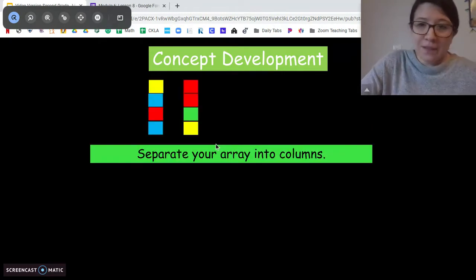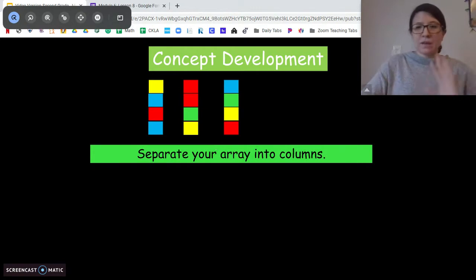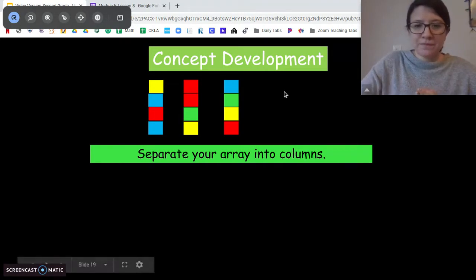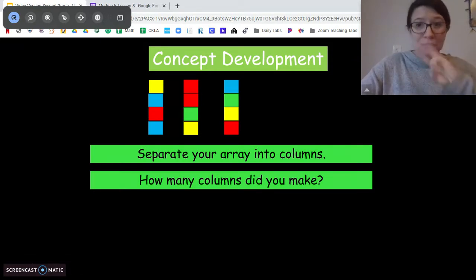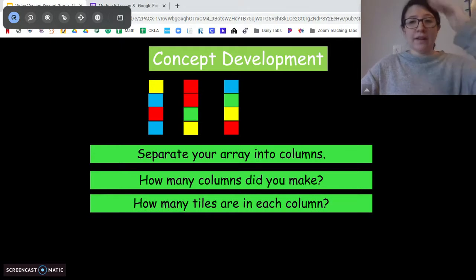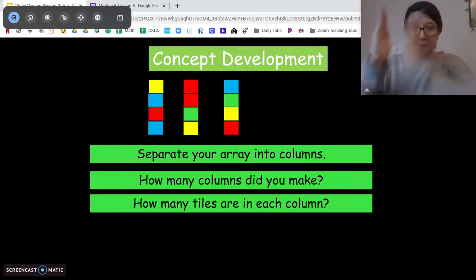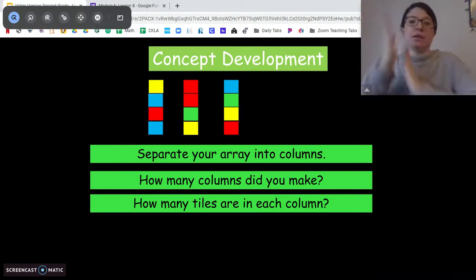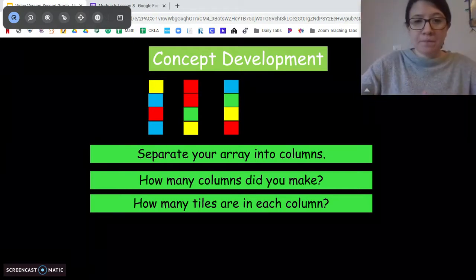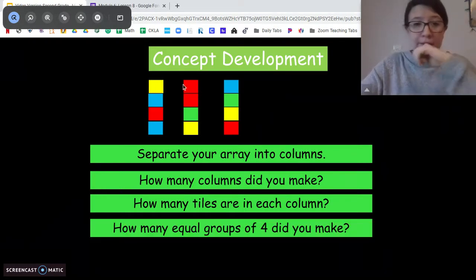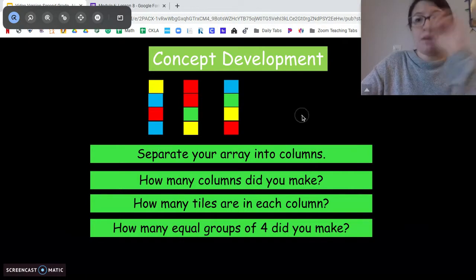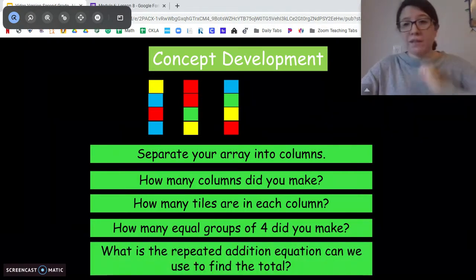Now we're going to make it into columns. So go ahead and pause the video, make your rows into separate columns. How many columns did we make? 3, right? How many tiles are in each column? So count down. Columns are up and down. Count down how many tiles in each column. 4. Good. How many equal groups of 4 did we make? 3. Beautiful. What's the repeated addition sentence?